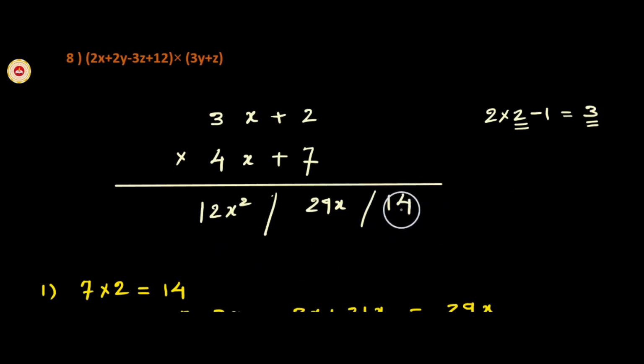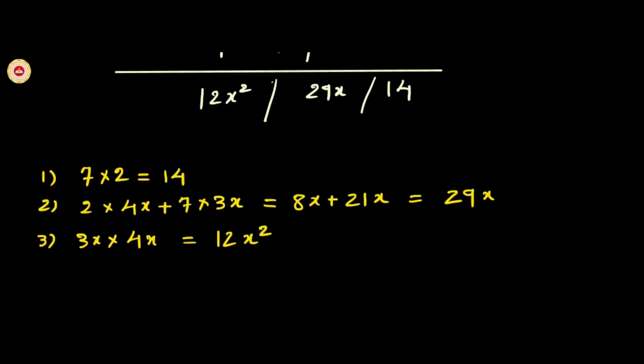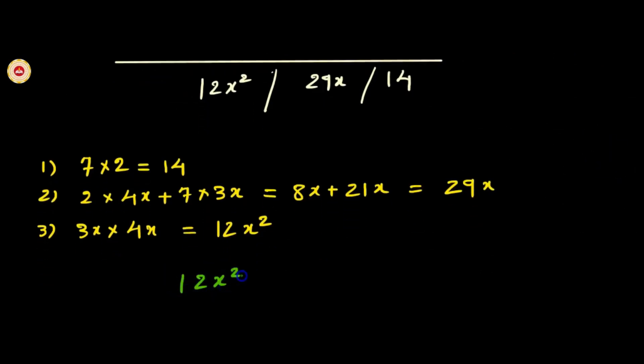What is the rightmost part? 14. What is the middle part? 29x. And what is the leftmost part? 12x squared. Okay, so let us write the final answer. 12x squared. Remove the slash and write the second part with its sign. What is the sign of this 29x? The sign is positive, plus 29x. Remove the separation and write the first part from the right side. What is the sign for this 14? Plus.